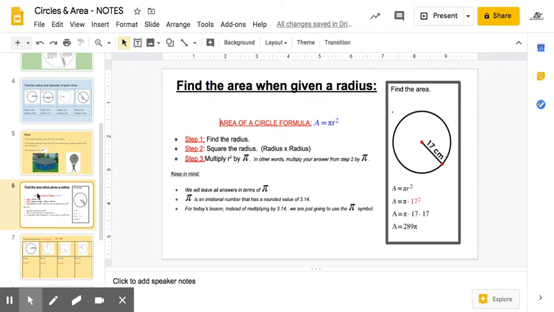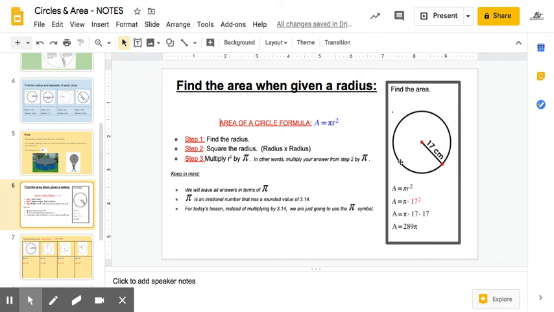We're first going to be finding the area when given a radius. Well, there's an r in this formula. The radius is the piece of information we need in order to find the area. So our first step is going to be to find the radius, which in this case is just looking at a circle and identifying what the radius is that I give you.